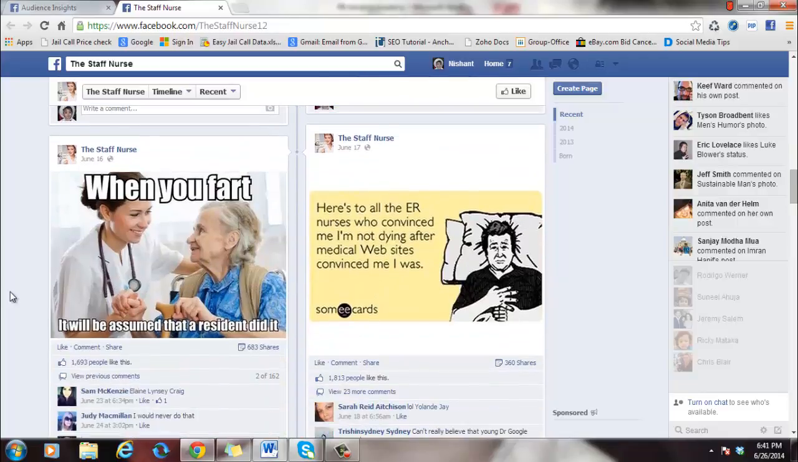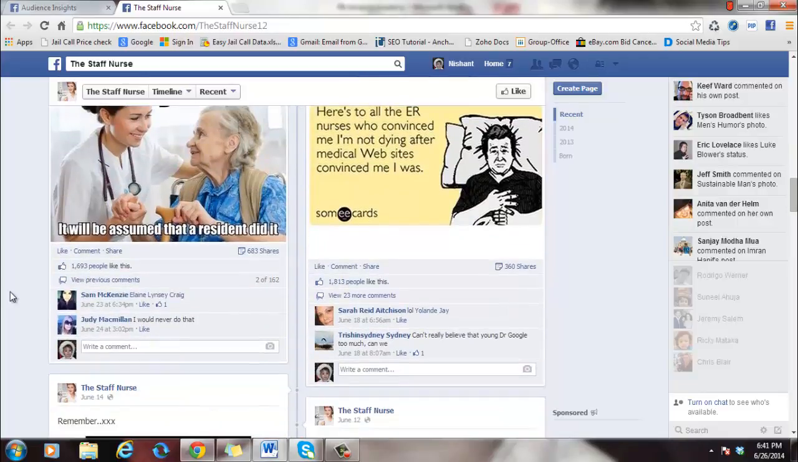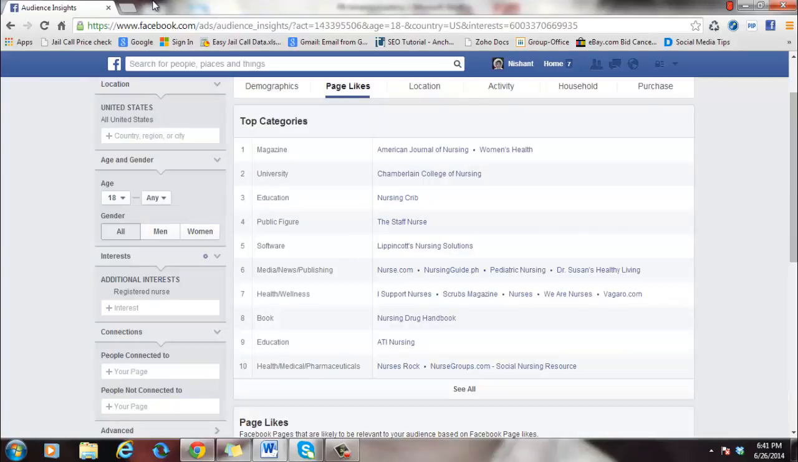Again, some really solid engagement. 683 shares, 360 shares, 162 comments. 1,813 people like this post. So a lot of engagement going on, and if you can target these pages, you have a potential gold mine on your hands. So again, you could get some really good targeting options.